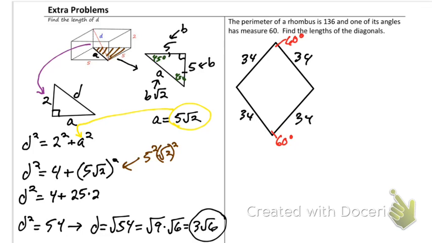It would not be 40. Oh, wait. Yeah. It'd be 120. It'd be 120. Yep, so these are going to be 120. This is going to be 120.